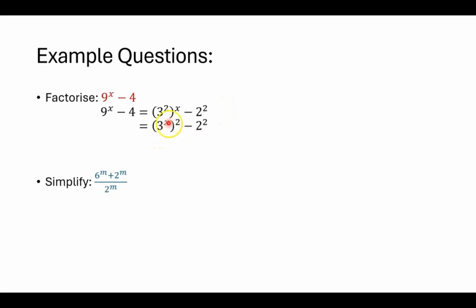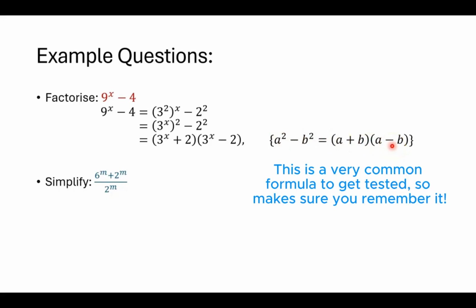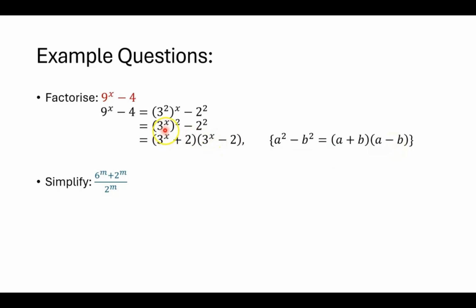So by index law, the order of the product of indices does not matter. So we can basically switch these 2 and x around. And now we have the form to apply our difference of squares formula. So the formula is basically a squared minus b squared equals a plus b times a minus b. So in our case, a is 3 to the power of x and b is just 2. So applying that formula, we have a plus b times a minus b. And then you are done with this question.